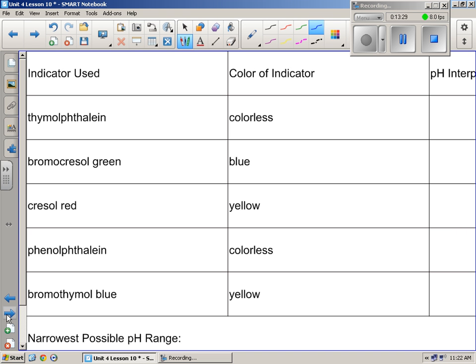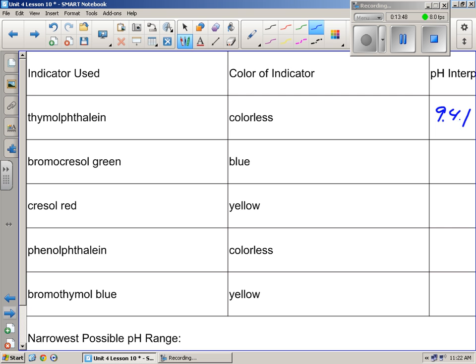Yes? With the little spot plates, the little white plates, and you have like 9 holes, and you put drops in. We did that. That's what this is. Same thing. So here we go. Thymolphthalein, if it's colorless, let's look that up. Find it on your sheet there, guys. If it's colorless, what kind of pH do we have?